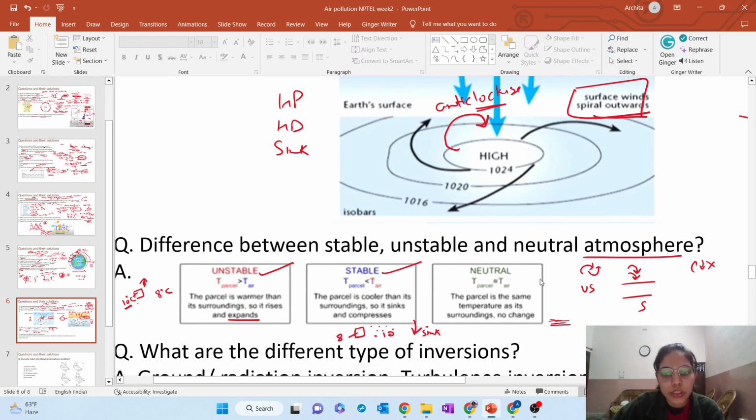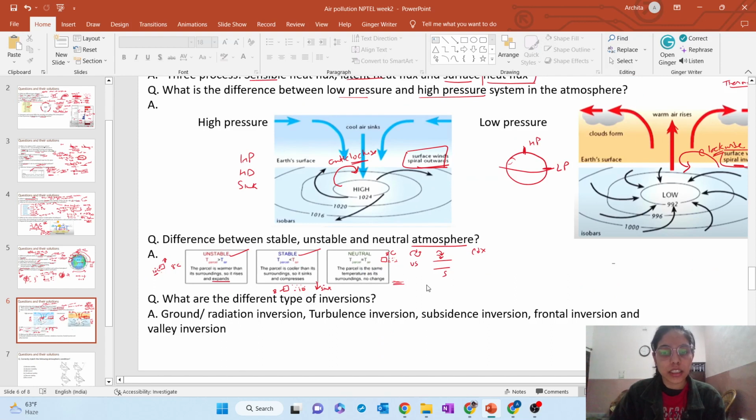Third is neutral. Neutral means that they have the same temperature. The air parcel and the nearby air have the same temperature, so there is no upward or downward movement of air. So these are the different types of atmosphere that we see around us.